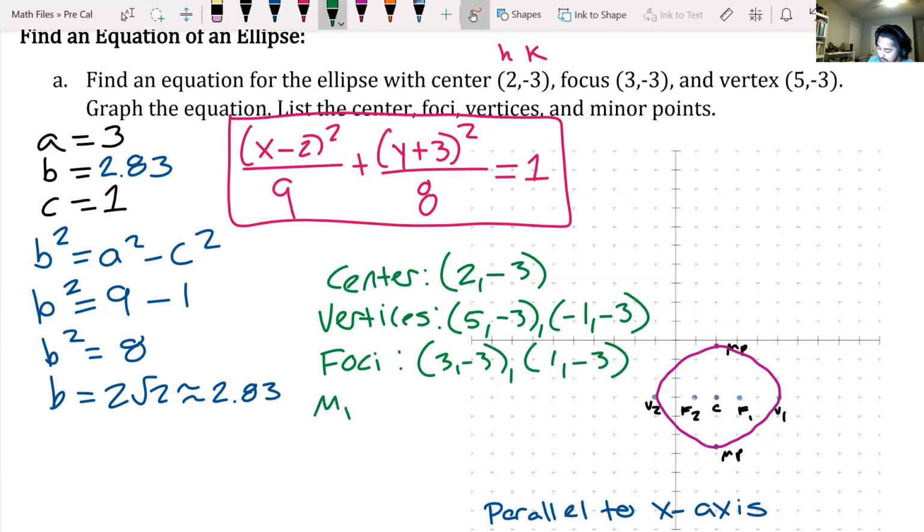And then last is my minor points, which are ugly. So here's how we're going to write this. They only went up and down, so it's going to be 2, negative 3 plus or minus 2 square root of 2. There we go. And I think you can leave it like that. If not, put it as a decimal number and add 3.